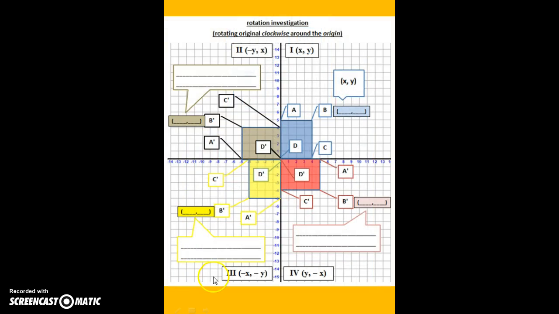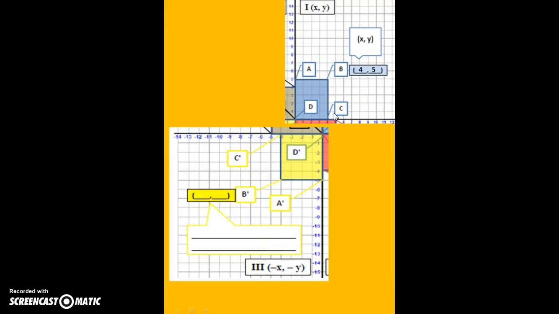Now we're going to look at quadrant 1 and relate it to quadrant 3. Those are diagonal from each other, and we'll see what happens in that case. Here is quadrant 1, and down here is quadrant 3. Once again, our point B started at (4, 5). Where did it end up this time? It's down here at (-4, -5).